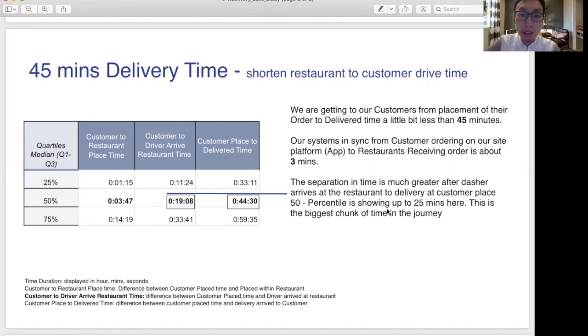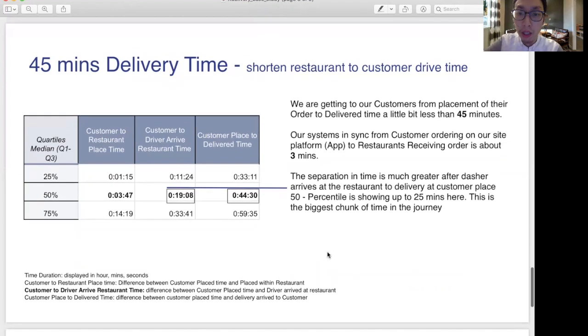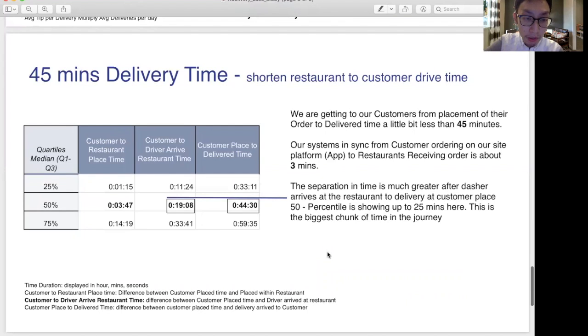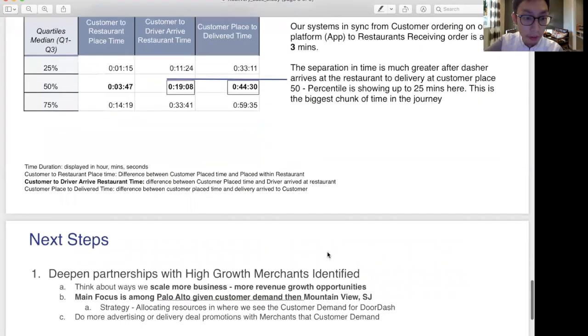So I think this is also very interesting because, of course, we want to make this time as short as possible and try to relay this message throughout the interview.